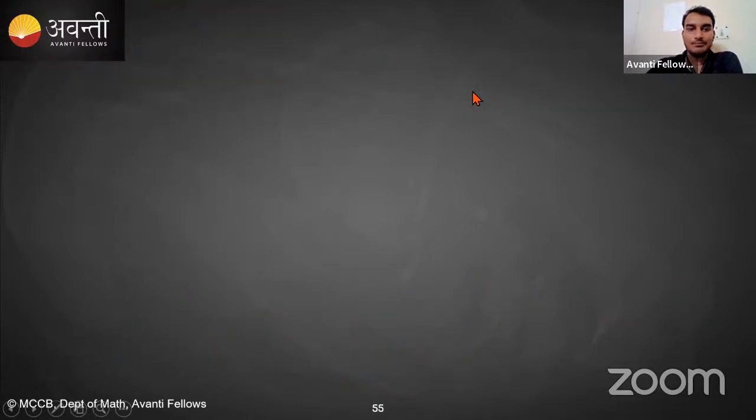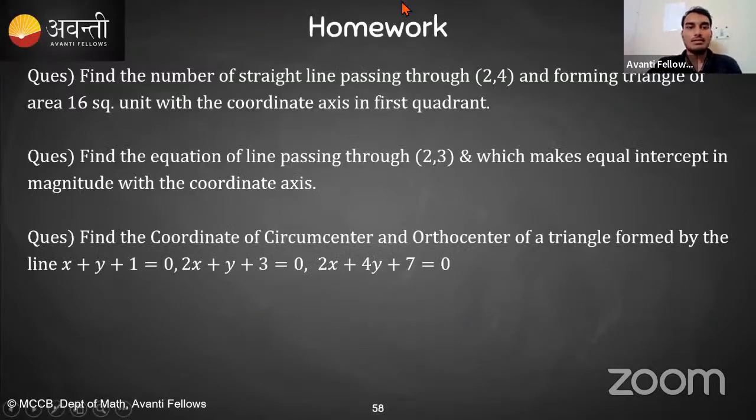If it is clear, then students, this is your homework. So the rest of the things we will discuss in tomorrow's class. Make sure you solve these questions in the homework.